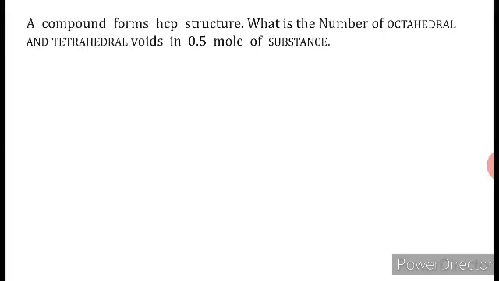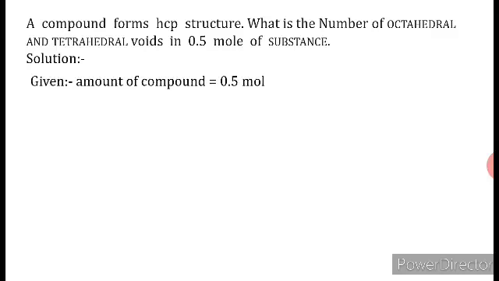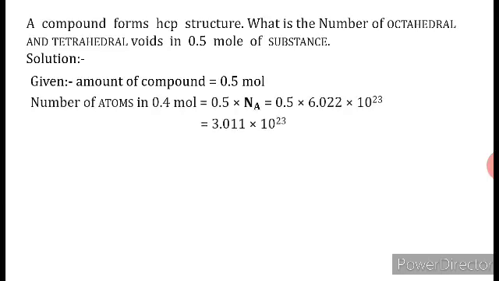Now we will discuss one numerical. MCQ is there. A compound forms SCP structure. What is the number of octahedral and tetrahedral voids in 0.5 mole of substance? So you know very well the number of particles will be equal to number of moles into Avogadro number. Amount of compound is given 0.5 mole. So number of particles present in 0.5 mole will be equal to 0.5 into Avogadro number, that is 6.022 into 10 raised to power 23, that is equal to 3.011 into 10 raised to power 23.